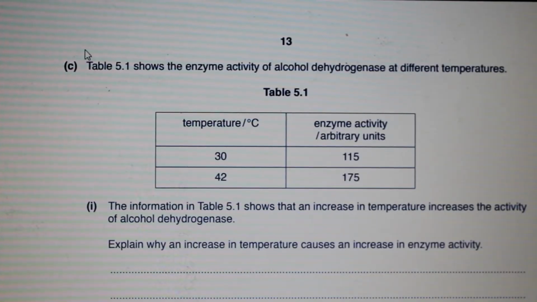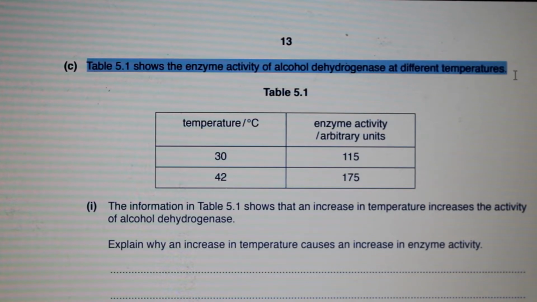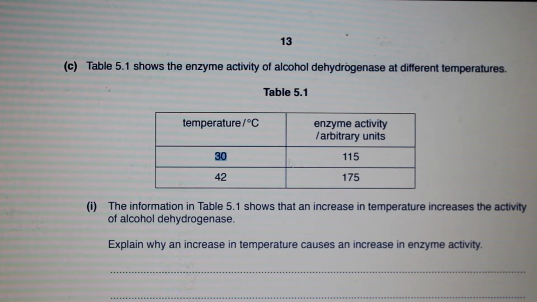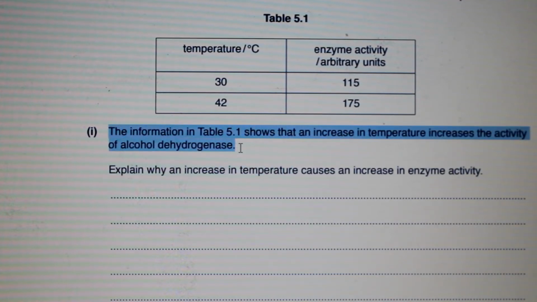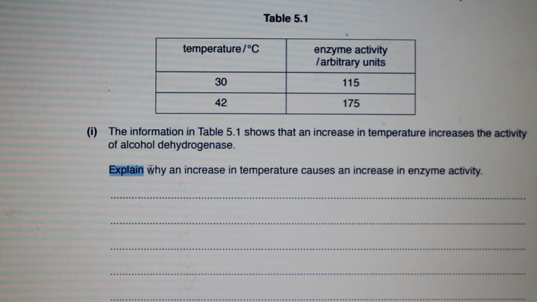So let's take a look here. This table shows the enzyme activity of alcohol dehydrogenase at different temperatures. At 30 degrees Celsius, there's an activity of 105 arbitrary units. At 42 degrees Celsius, there's an enzymatic activity of 175. So we can see with the increase in temperature, there's an increase in activity of our enzyme. The information in table 5.1 shows an increase. That's just basically exactly what I just said. And then explain why an increase in temperature causes an increase in enzyme activity.